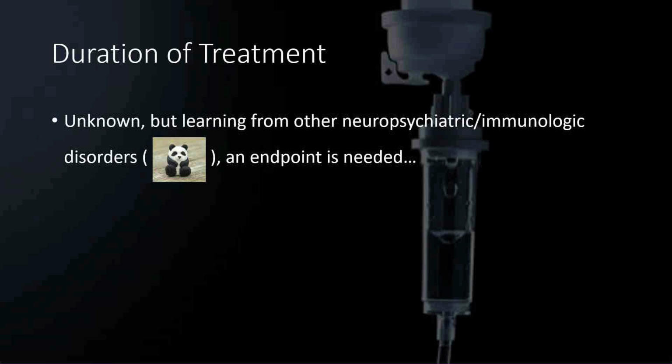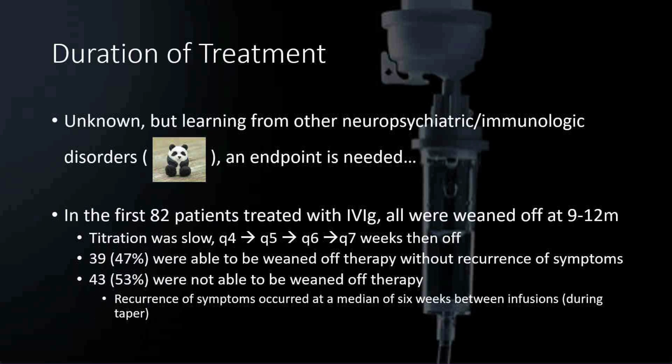We don't just kind of indefinitely put patients on immune therapy unless they have a condition that warrants them being on indefinite immune therapy, but we don't think this is that condition per se. It's unknown, though. We're trying to learn from other neuropsychiatric and immunologic disorders. I made a PANDA reference for those who are in the know, but an endpoint was needed. And so we tried to create some kind of endpoint during my fellowship year. And it happened to be, of course, that the majority of our patients were being weaned off in the middle of my fellowship year, which was a fun thing to go through. But some interesting things came of that.